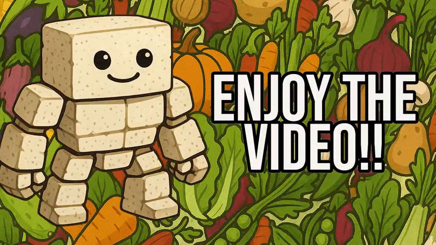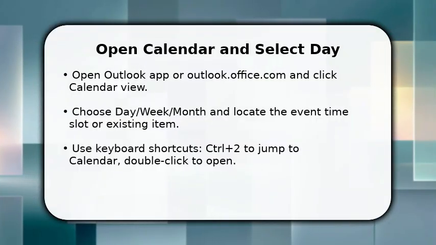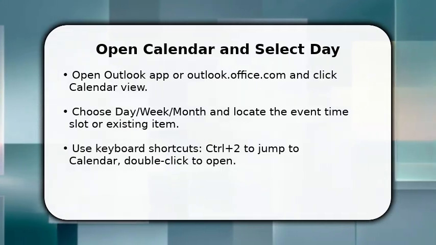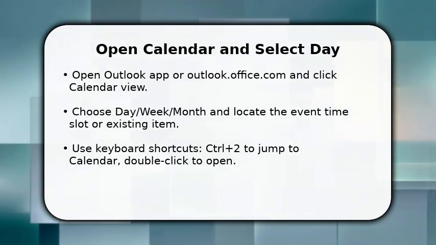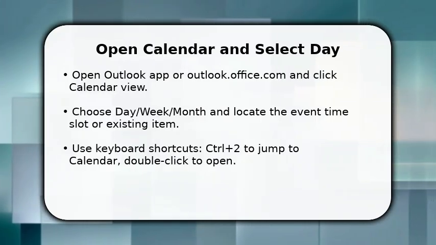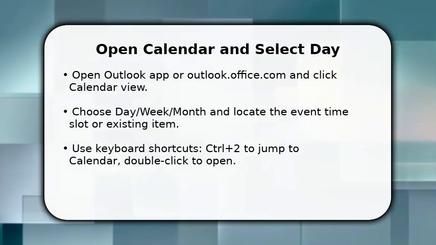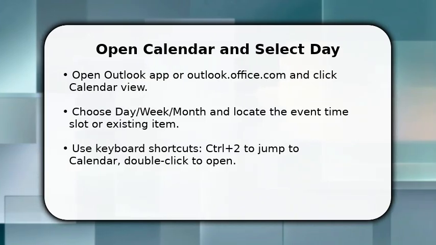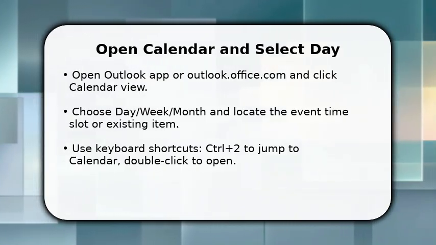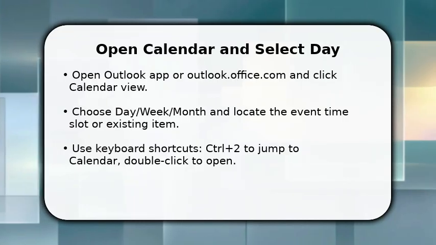Please enjoy the video. You start by opening Outlook and switching to Calendar. This puts you where changes actually happen. Once in Calendar, pick day or week to see precise times so you can place or find the event. Click an empty slot to create or double-click an existing event to edit details.